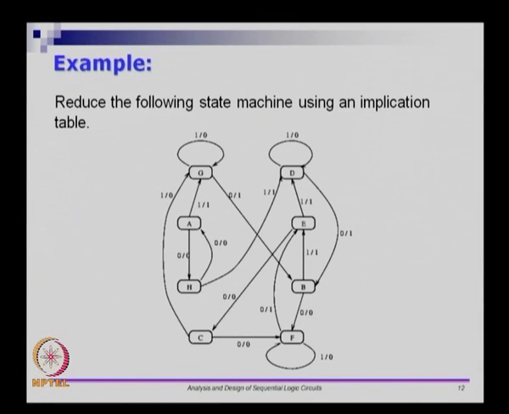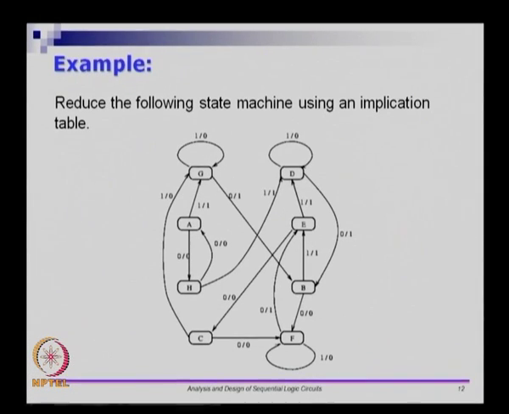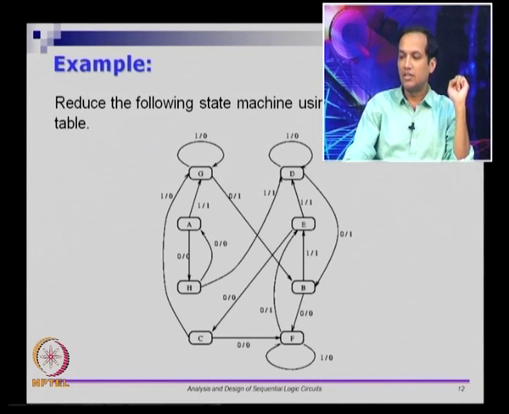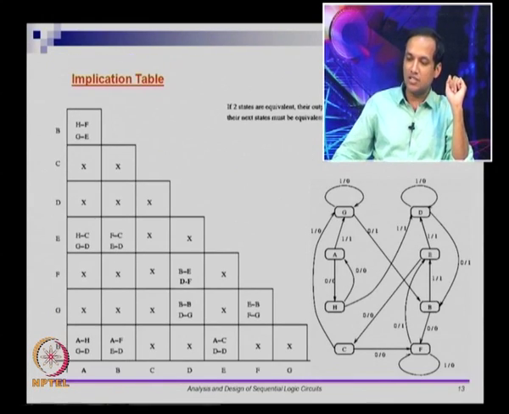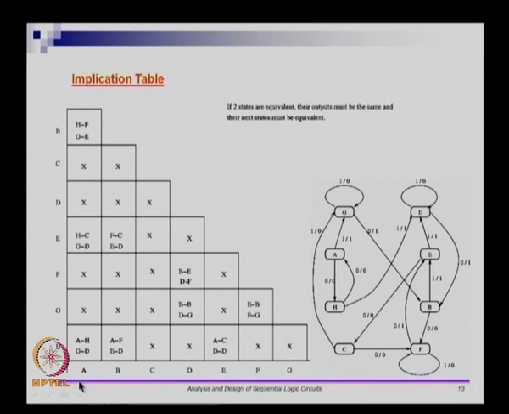Let us say this is the state machine that is given to you. So there are 4 plus 4, 8 states that are there. The states are numbered from A to H, and there are several transitions that are given. So I want to go and write an implication table for it. So the way the implication table works is as follows. So what you do in the x-axis is you put the states.